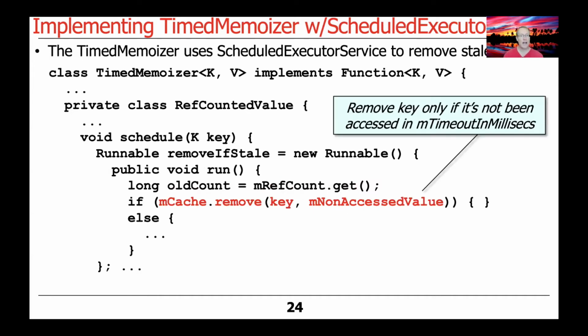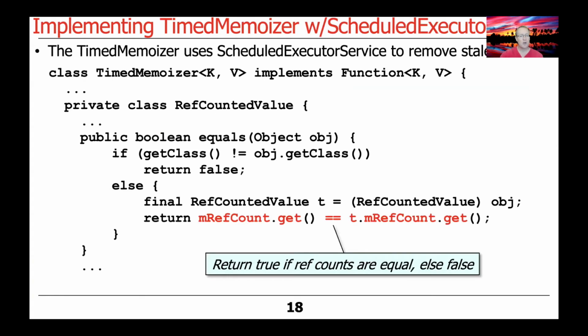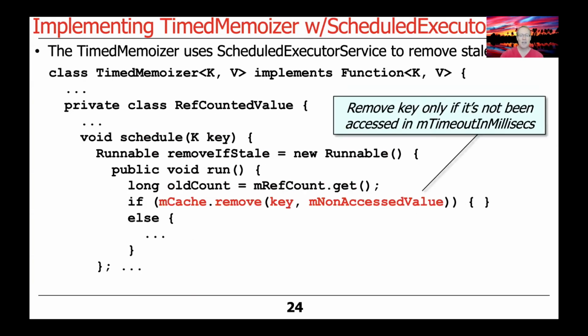And then we go ahead and we try to remove the key from the concurrent hash map. Now, what's interesting about this, if you go back and look at the equals method, which we defined back over here, equals only returns true if the ref counts are equal. So what that means in this context is if the key has a ref count that equals the M non-accessed value field, which always has a ref count of 1 because it never gets incremented, it's set in its constructor, that means that the key has not been accessed during this period of time, because otherwise its ref count would have been incremented. In that case, we're going to remove it from the map because it was stale.